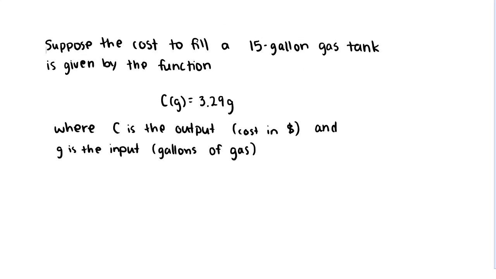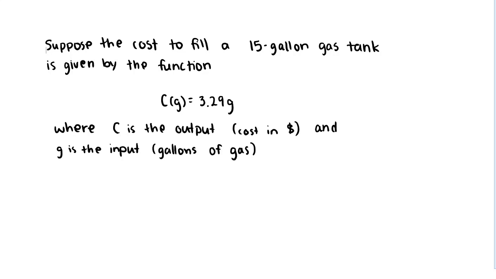So here I've got a function. Let's say that we've got a 15-gallon gas tank, and the cost to fill up this gas tank is given by the function c of g equals 3.9 times g, that input g. So c, the output, is going to give us the cost to fill up g gallons of gas. And so we can plug any number we want into this function.